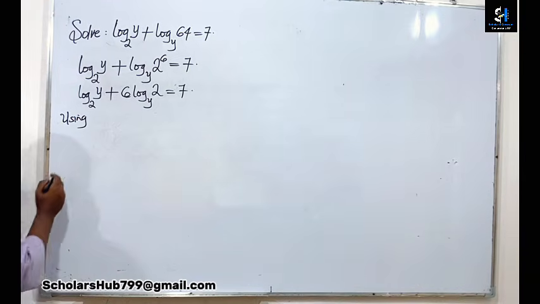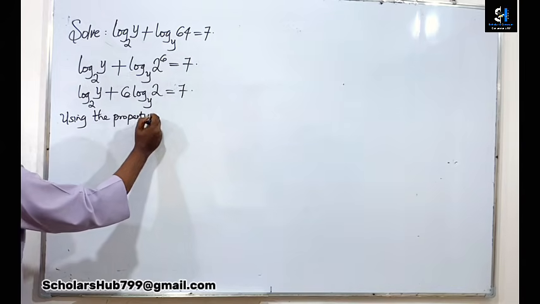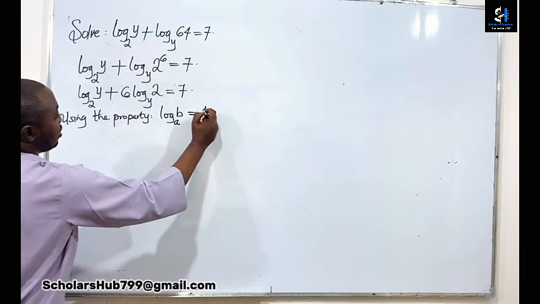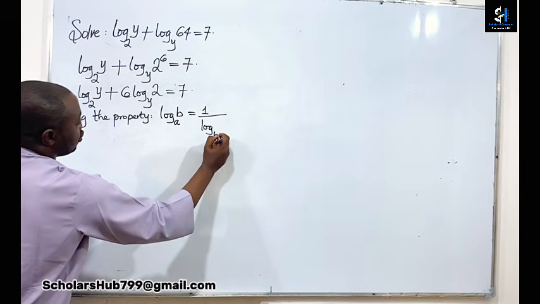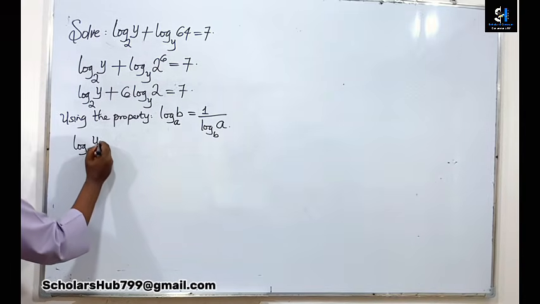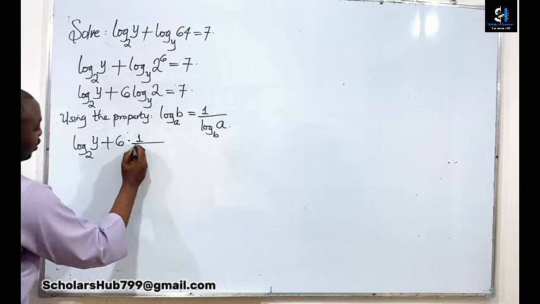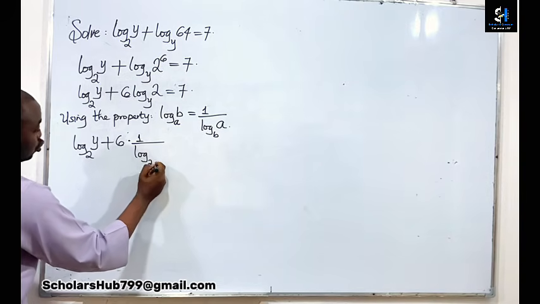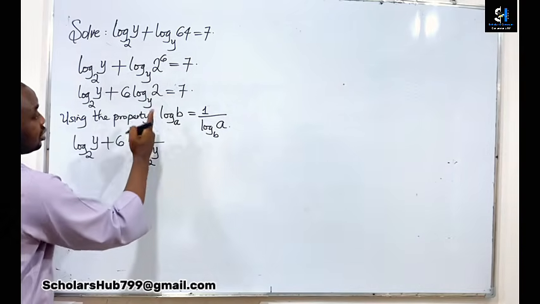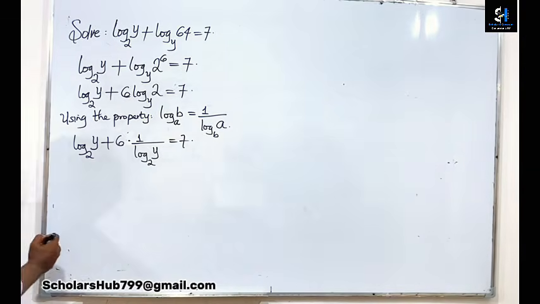Okay, now I can apply one of the properties of logarithms. Now using the property log to base a of b equals 1 over log to base b of a, this would be log to base 2 of y plus 6 multiplied by 1 over log to base 2 of y. Because log to base y of 2 will be 1 over log to base 2 of y. And this will be equal to 7.